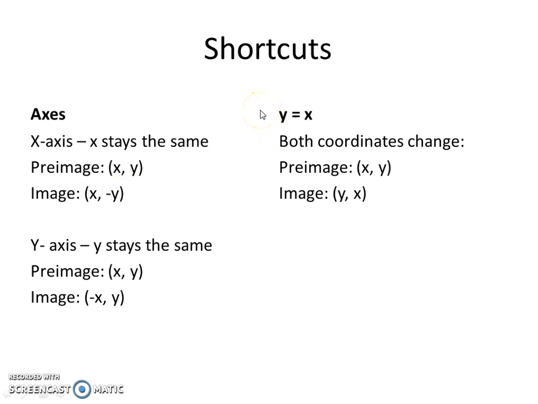The difference comes with reflecting over the line y equals x. It's a normal linear equation, a diagonal line with a positive slope, y-intercept of 0. You'll notice when you reflect across that line, the pre-image and image coordinates just flip-flop. The signs don't change, but they switch the order. So if your point was originally 2, 1, it's now 1, 2, backwards.